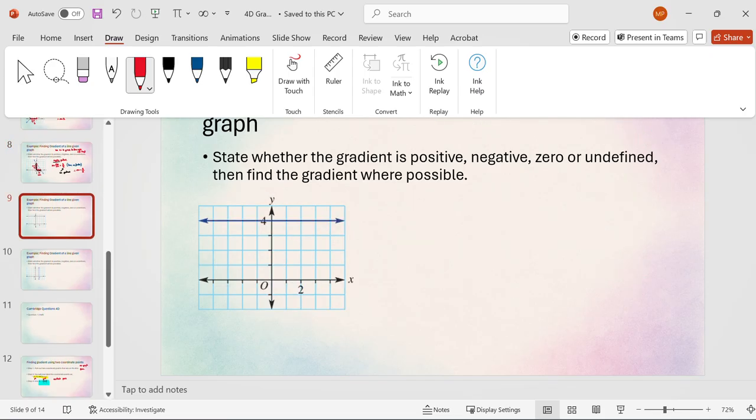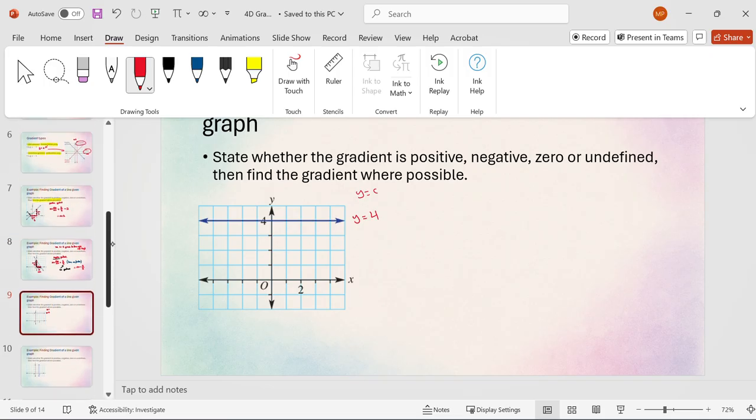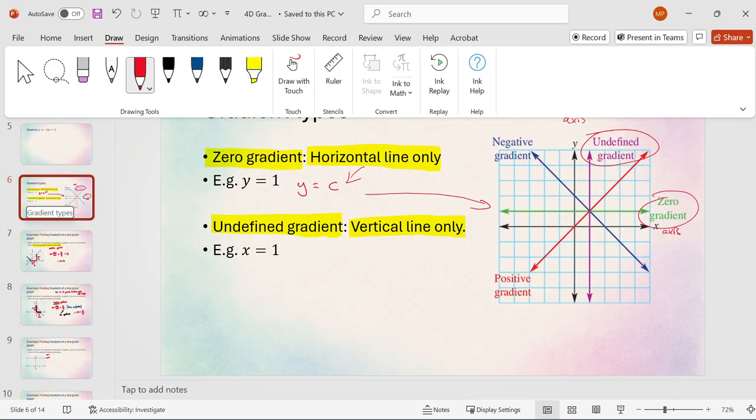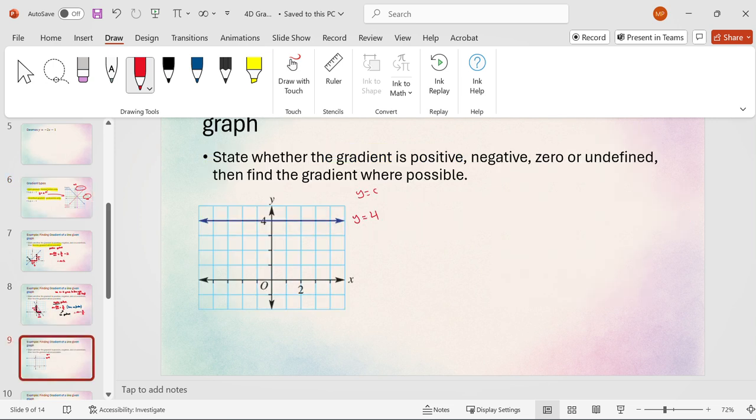Now, let's have a look here. Looks like a horizontal line. My line is at y equals 4 because that's what the general equation looks like, y equals c. And we know it crosses through the y-axis at 4, so it's just y equals 4. Now, we mentioned earlier that a zero gradient is for a horizontal line only. As you can see, we have a horizontal line, so it's a zero gradient, number one. So m equals 0.